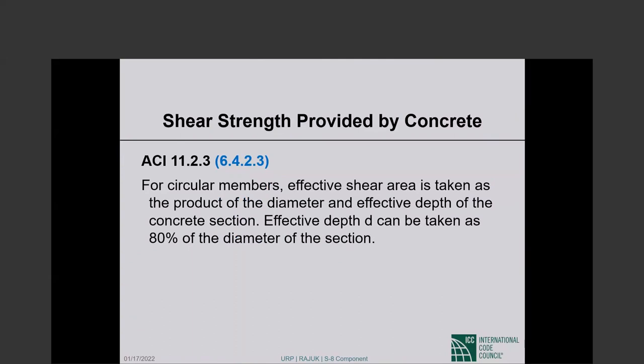For circular members, effective shear area, this is important. How common it is to have circular beams, I don't know. But anyway, for circular members, effective shear area is taken as the product of the diameter and the effective depth of the concrete section. So diameter and effective depth. Effective depth d can be taken as 80% of the diameter of the section. This is kind of interesting. So diameter times 80% of the diameter. That would be your effective section.